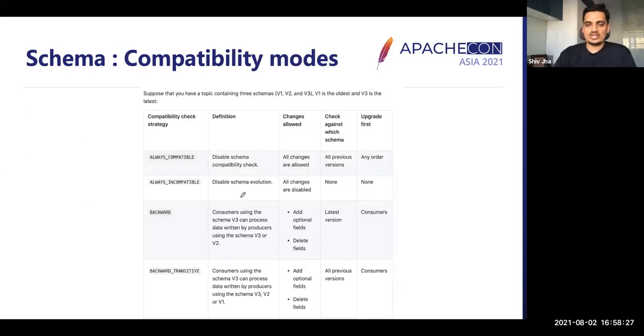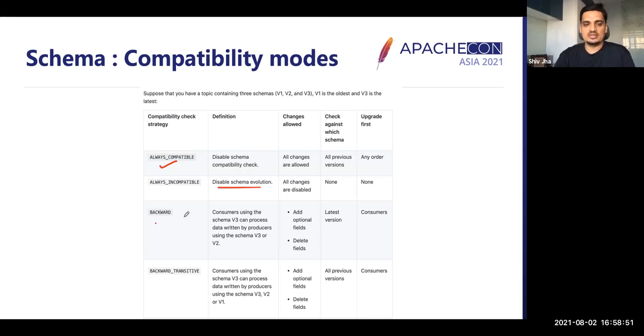So there are a lot of different compatibility modes. Always compatible mode will always accept your new version of schema. So if you send a new message which has a completely different schema, it will assume that, yeah, I'll take this as the new version. Always incompatible is basically you want to disable schema evolution. There is one schema and everybody should just use this schema forever.